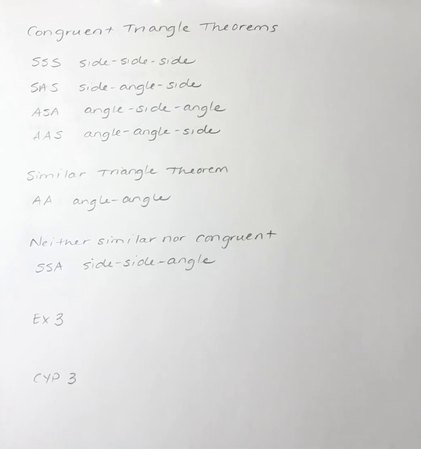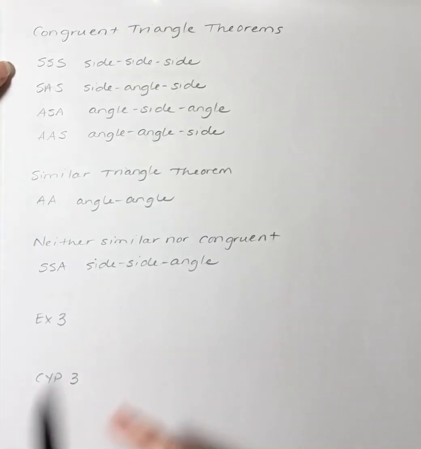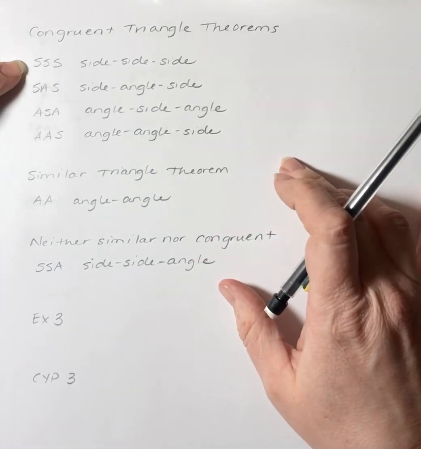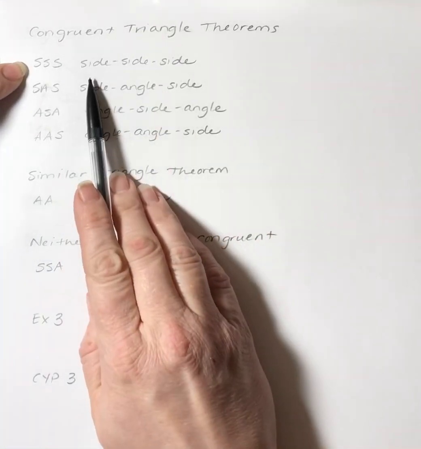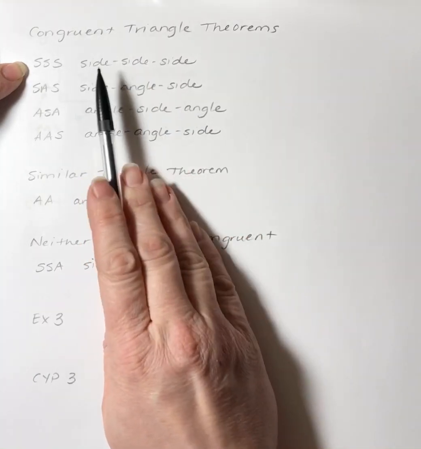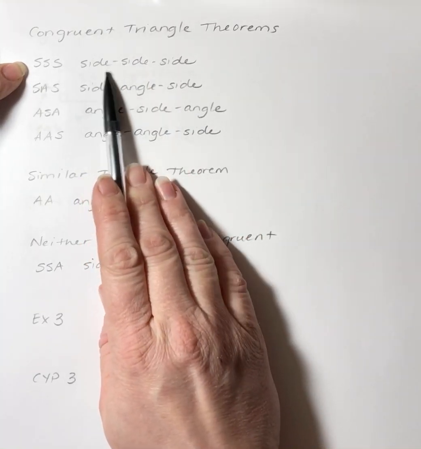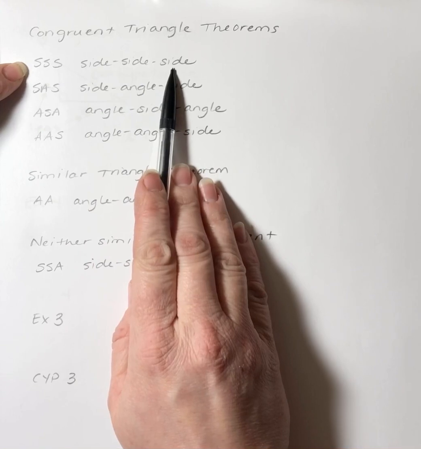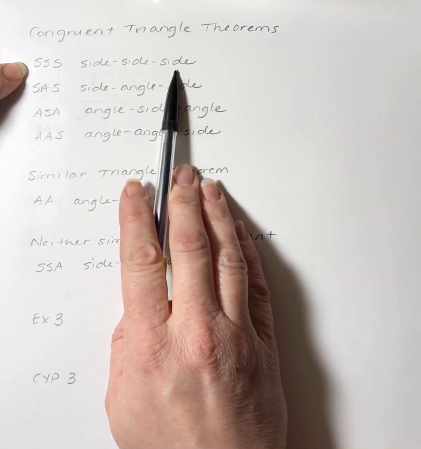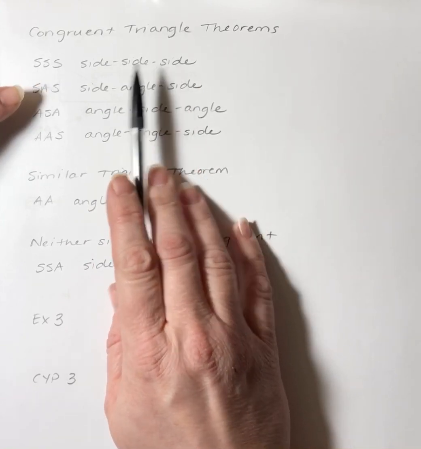All right. Congruent triangle theorems. You guys probably remember most of these from geometry class, okay? First one we have is side, side, side. If you have two triangles and you can show that all three sets of sides are congruent to one another, then the two triangles are also congruent.